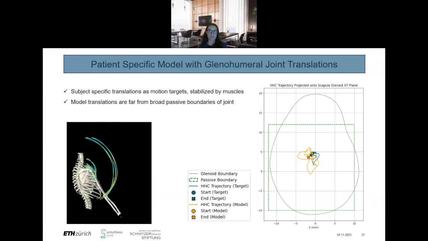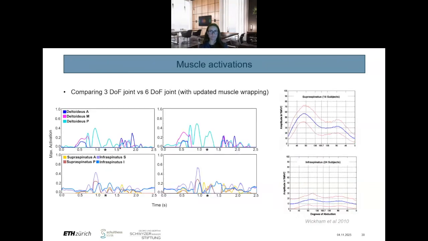But here you can see, in green are the large passive bounds, and then in turquoise is the tracking target, and then in orange is the subject. And then you can also see the traces of various markers, so on the distal humerus and various other anatomical markers in the little video. So the tracking is working quite well in this automatically generated model.